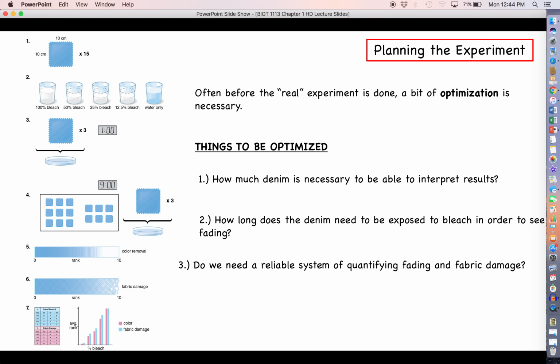And then also, do we need a reliable system of quantifying fading and fabric damage? Again, the book came up with an idea here. This is the sort of thing that would be determined experimentally. They came up with a ranking system in which you have this scale down here for ranking the fading process on a scale of 0 to 10, where 0 is no fading and 10 is complete fading. And then we also have a system of ranking fabric damage from 0 to 10 again. So it's that ranking system that is going to allow us to create our data sets here. We're going to keep track simultaneously for each one of our bleach solutions, to what degree did we get fading and to what degree did we get fabric damage.